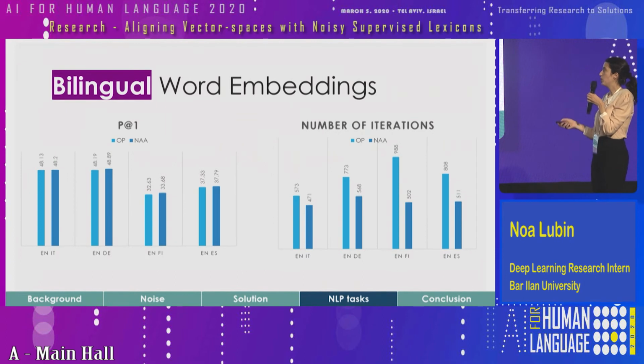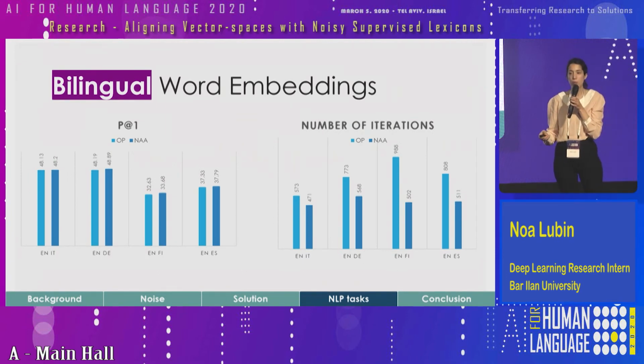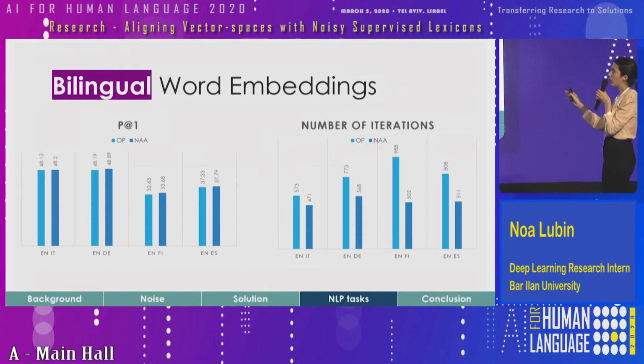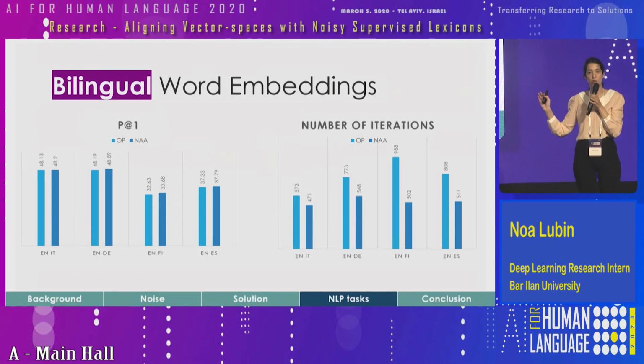Also, when looking at the numbers, we improved the precision at one score for 4 different translations from English to Italian, German, Finnish, and Spanish. And also, our algorithm took a lot fewer iterations in order to converge.